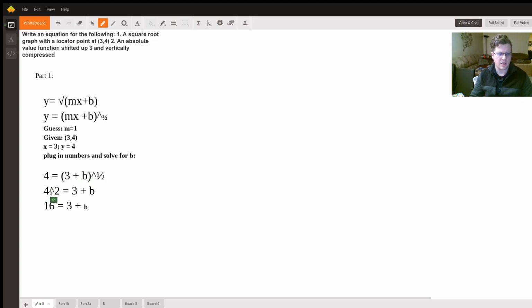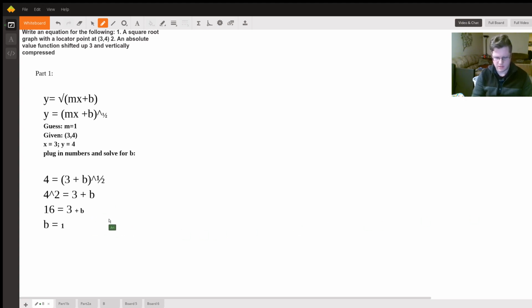We're going to square both sides. 4 squared equals 3 plus b. 16 equals 3 plus b. Apologies for that. So we're going to subtract 3 from both sides, and we will see that b equals 13.